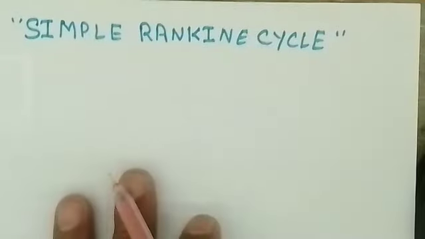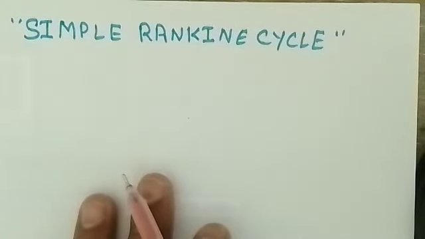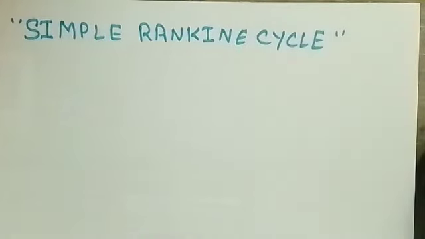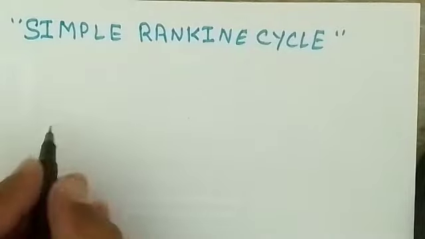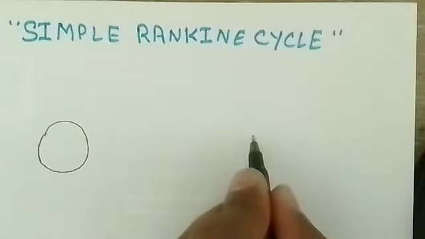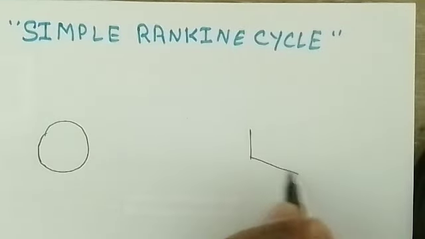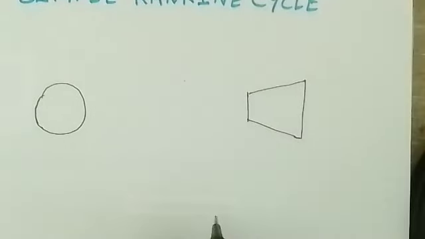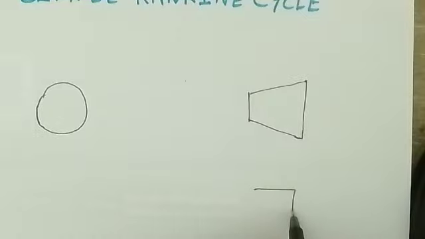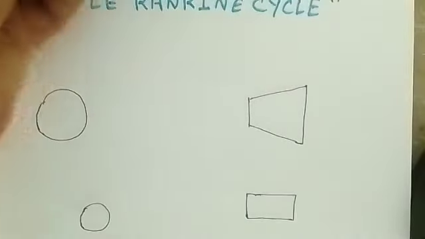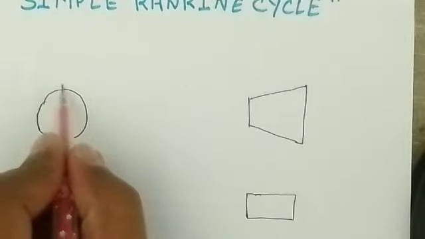First of all we will see the schematic layout of a steam power plant, or the simple Rankine cycle. Here you have a boiler, and then the turbine, that is the steam turbine, and next you have a condenser. Any type of condenser can be used, water cooled or air cooled. Here we have a pump. This is what the arrangement will be like, these are connected.